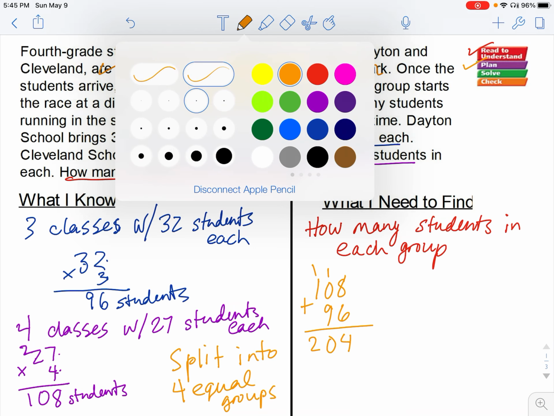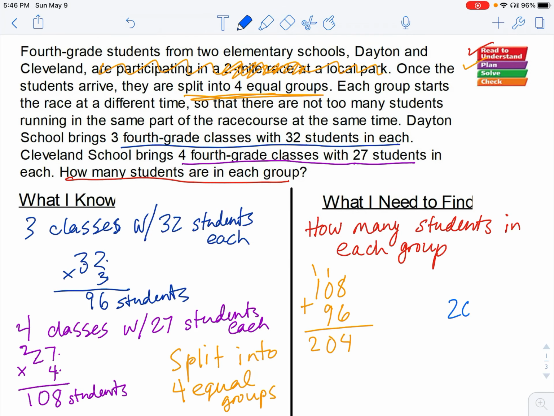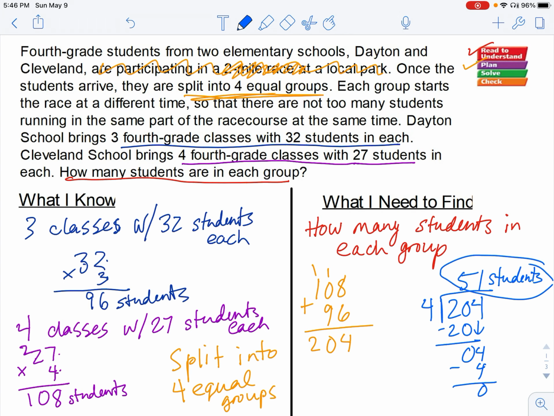I'm going to change colors here so that it's nice and clear. So 204 divided by 4. You may have done long division, you may have done partial quotients. I'm just going to do a long division strategy here. And I see that I get no remainder, which is good because we wanted equal groups. So that's a good sign. And it appears that 51 students would need to be in each group. Give a woohoo if that's what you got too. Nice. So we've solved. Check that off.